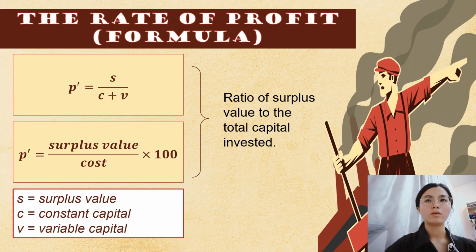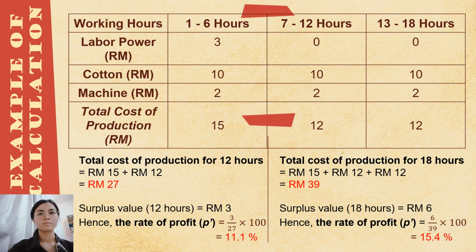The rate of profit in Marx's formulations is the ratio of surplus value to the constant capital and variable capital, or the ratio of surplus value to the total capital invested. This table shows a sample of calculations for the rate of profit. The total cost of production for 12 hours is RM27, and the surplus value is RM3. Then we can sum it into the formula. Hence, the rate of profit is 11.1%.